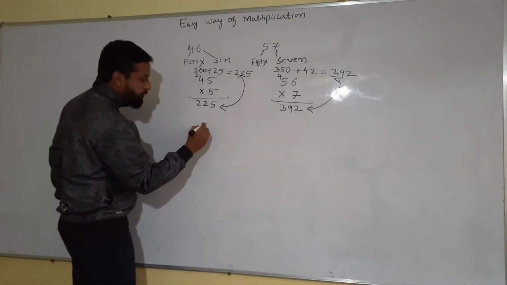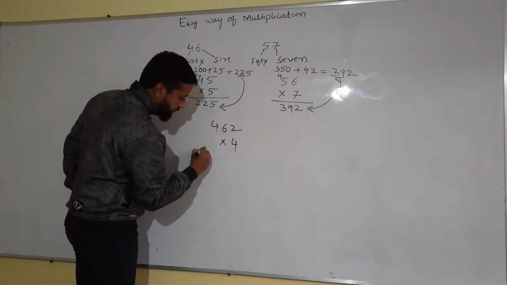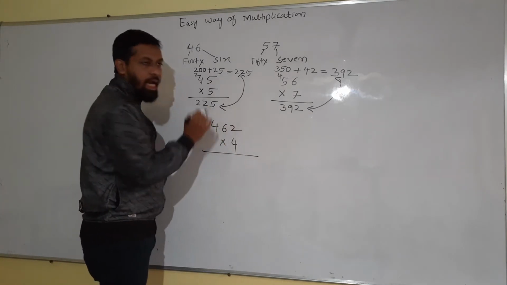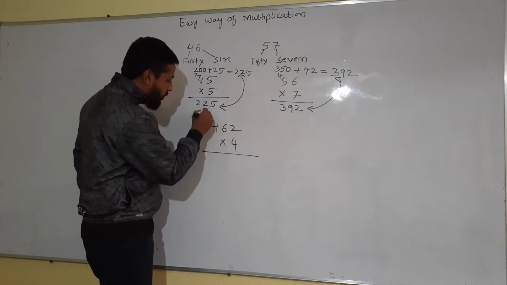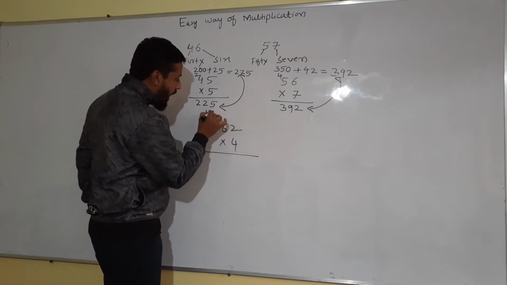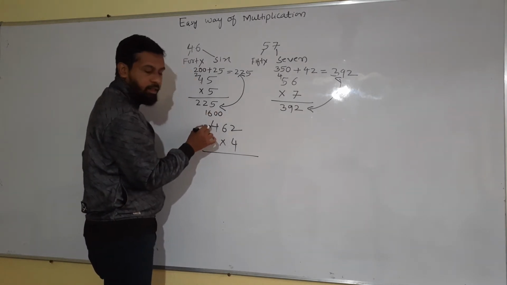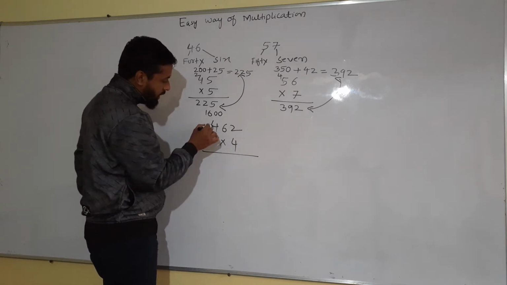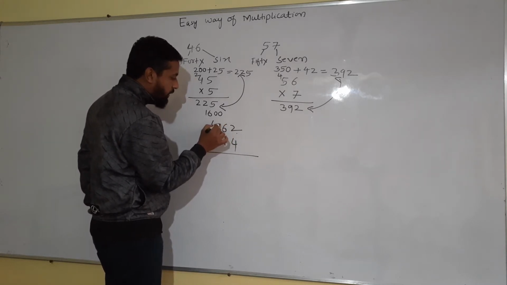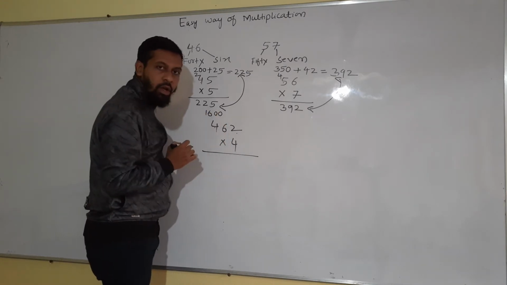It becomes very easy. Suppose 462 into 4. Now, instead of starting from the right, I will start from the left. 4 4s are 16. Because it is a 3-digit number, I will add 2 zeros. This number is 400. We used to read this number like this: this is 400, this is 60 and this is 2. So here it will be 2 zeros. 400 means 4 4s are 16. Those 2 zeros we have to add.